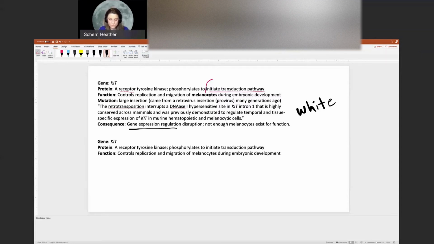Now, do you think that this allele for the mutant allele would be dominant or recessive, and why? It's a complete dominant scenario again. This would be the dominant or recessive allele. I'm looking at it, and you have to look at the consequence here.